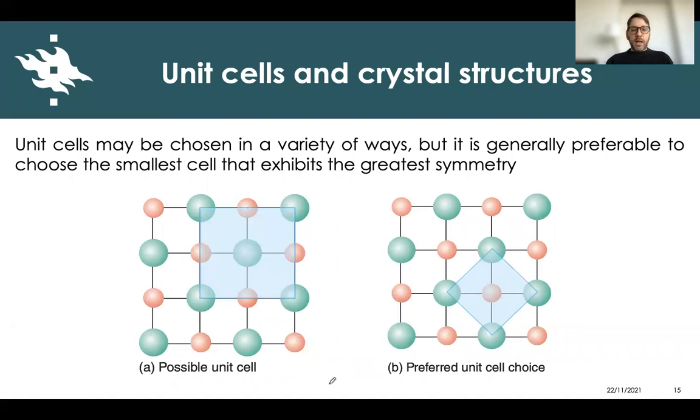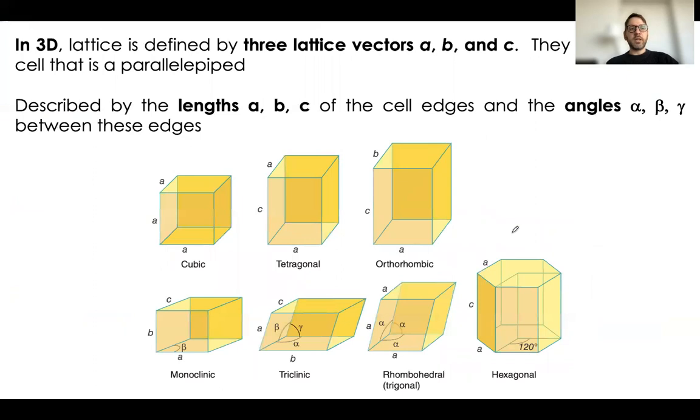So, if we have an ordered solid material, which has an ordered arrangement of atoms, here in this figure we have an ordered arrangement of anions and cations, represented by spheres of different colors. If we try to define the unit cell here, or the smallest unit from which the entire solid material can be described, we can see that the unit cell may be chosen in a variety of ways. So in these two cases, these two regions can be defined as the possible unit cell, but generally it's preferable to choose the smallest cell that exhibits the greatest symmetry. So in this case, the smallest cell would be this one. So this would be the preferred choice for the unit cell in the material.